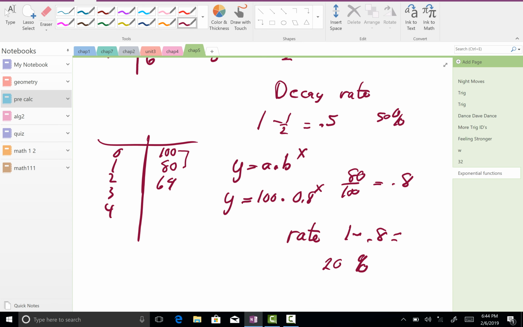So to find that rate, you're just kind of dividing two consecutive things. If we did the same thing, we'd take 64 divided by 80. We get 0.8 also. Okay. Anyway, that's kind of how it works. All right.